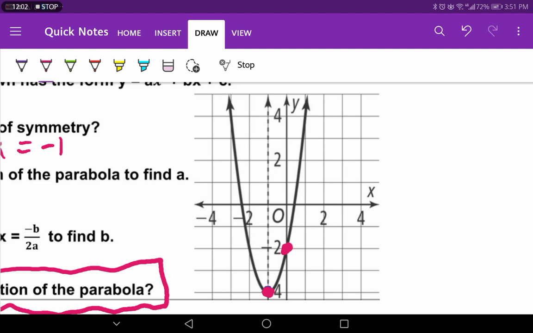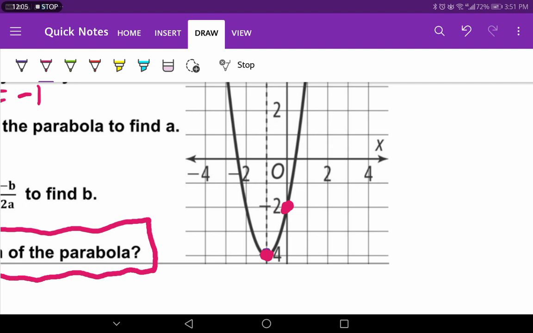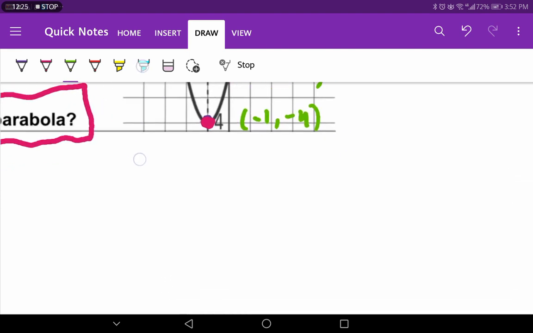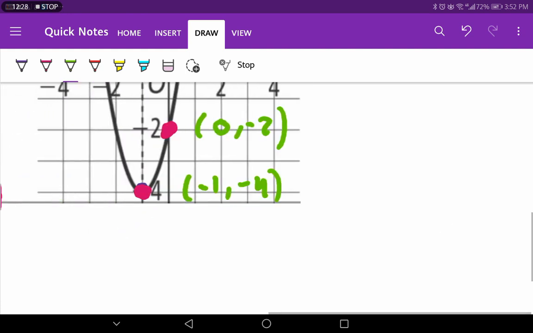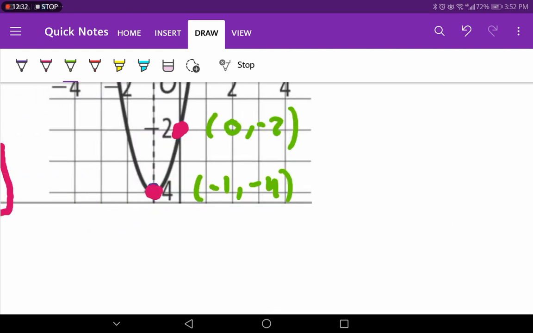Okay, and let us find the vertex. The vertex, as you see, is negative 1 and negative 4. And here it is 0 and negative 2. I have 2 points. Those 2 points, I will use them to write the vertex form equation, and I can also write the quadratic equation. But here, because we are in standard form, I will write it in standard form. So this is the vertex, my dear student.